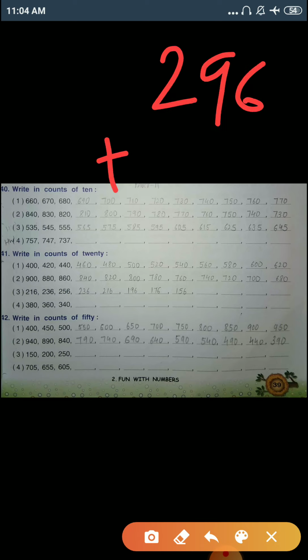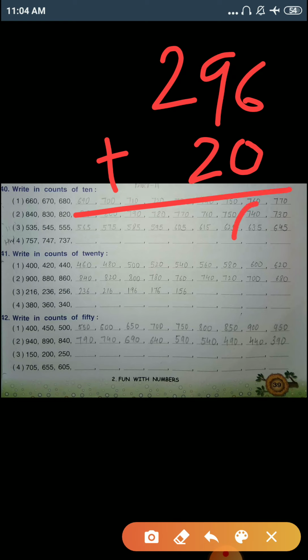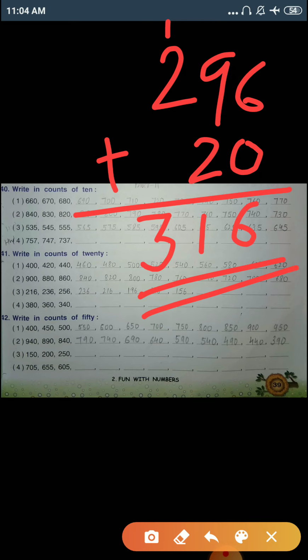296 plus 20. 6 plus 0, 6. 9 plus 2 will give you 11. And 2 plus 1 will give you 3. So 316 is your next number. So with the help of this method, you need to solve the other blanks.